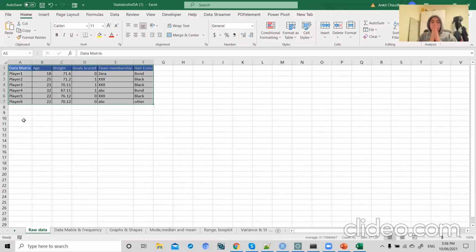Suppose, for example, the raw information contains these variables. Ages, so player one is 18 years old. His weight is 71.6 kg. He has not scored any goals, he's from a certain team, and his hair color is blonde. Similarly, we have a second player whose age is this, and so on, and his hair color is black. So looking at this data, what can we say?